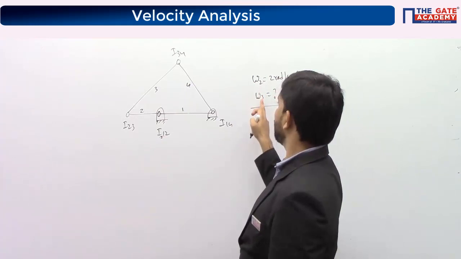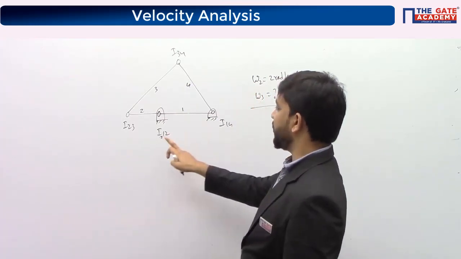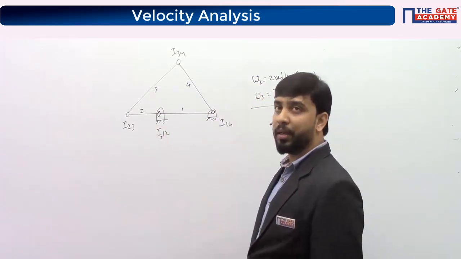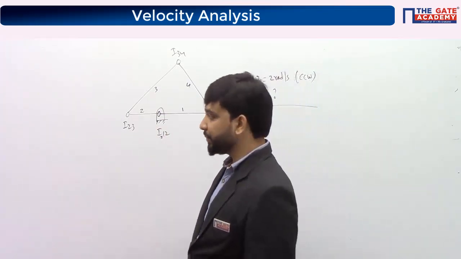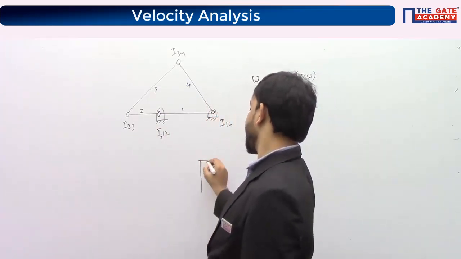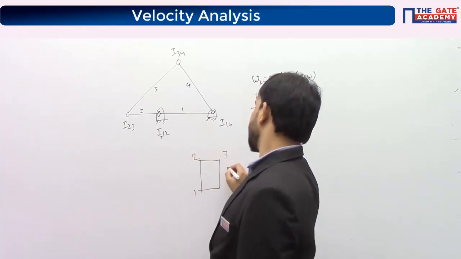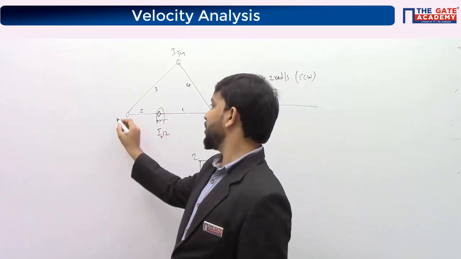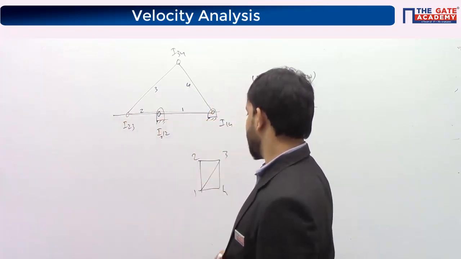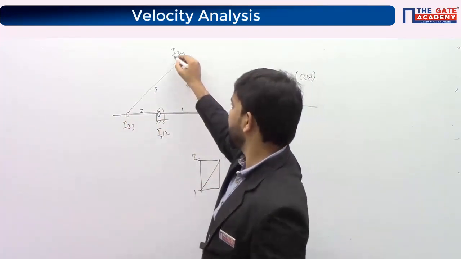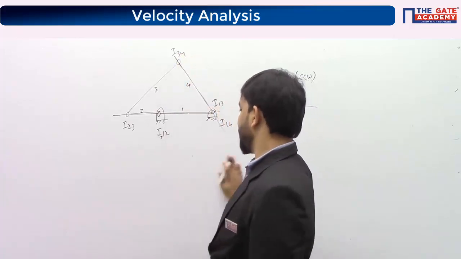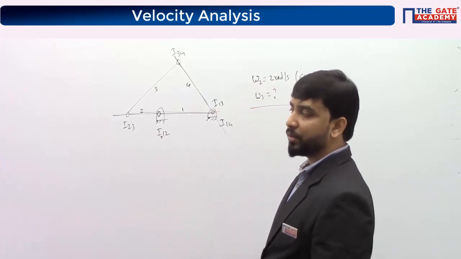Try to locate I12, I13 and I23. I12 is already located, I23 is already located, I13 is not located. How to locate I13? Draw a line passing through 1, 2 and 2, 3. Similarly, draw a line passing through 1, 4 and 3, 4. So I13 lies here. The remaining I centers are not required to be located.